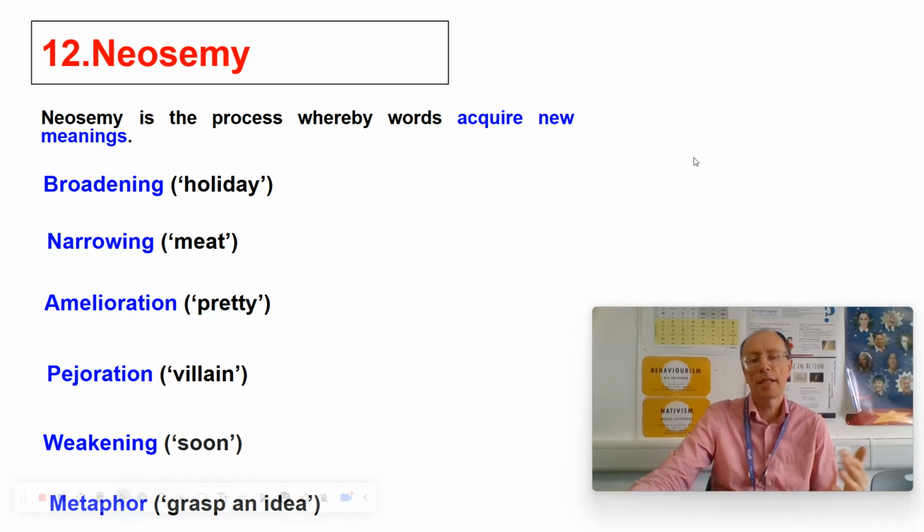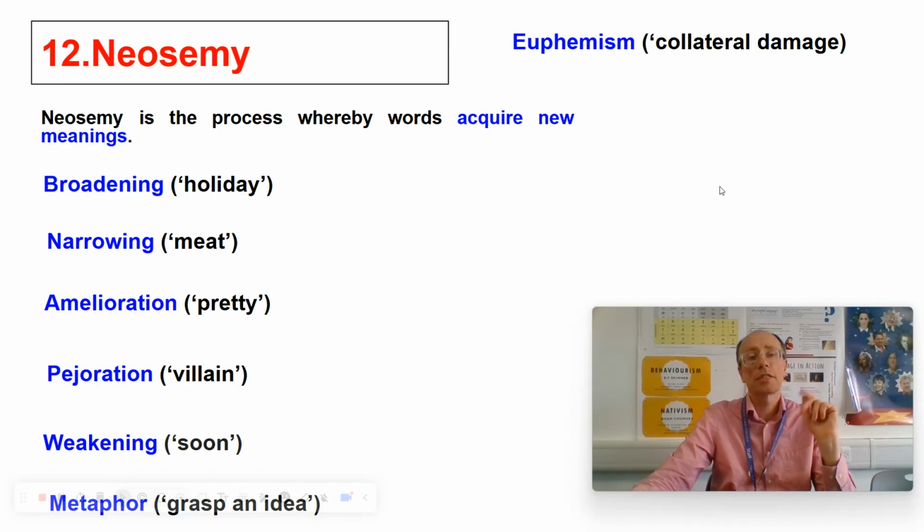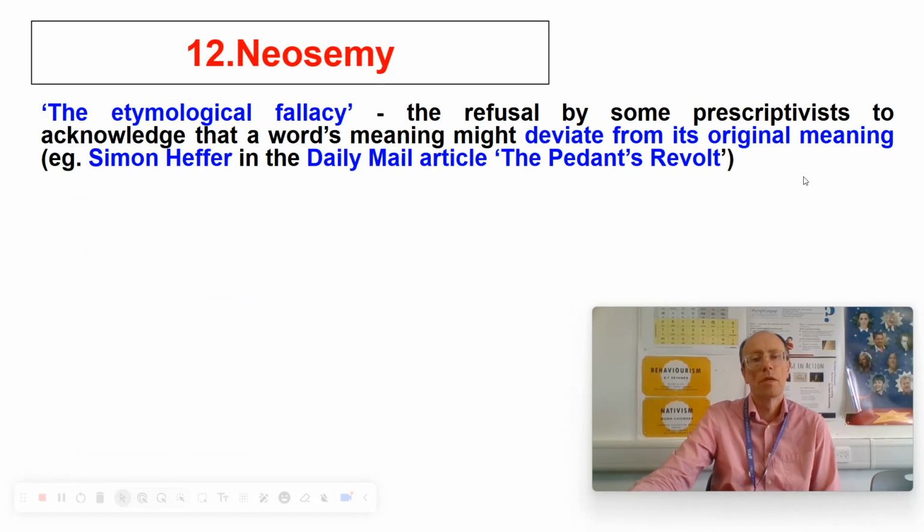And of course we have metaphor, so you grasp an idea, so you've got the literal meaning of grasping, which is now used in a metaphorical way. Oh, and let's not forget euphemistic uses of language as well, where we have the military using phrases like collateral damage, which seems okay on the face of it, until we realise it means wiping out whole villages of women and children in battle. Euphemistic uses of language. So these are all really interesting processes of neosemy for you to remember.